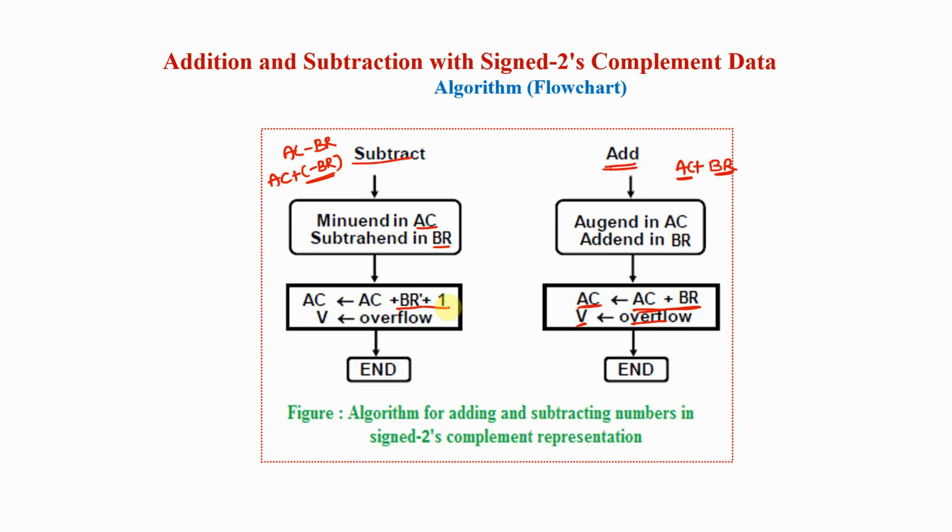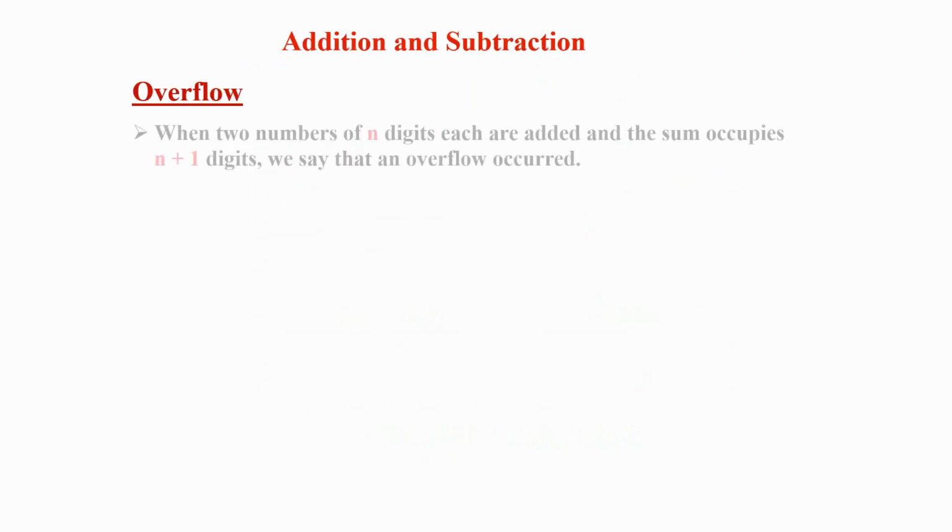The 2's complement of BR is called minus BR. AC plus the 2's complement of BR, we can call AC minus BR. The result is stored into AC. If any overflow occurs, that is stored in the V flip-flop. End the process. Now look at what overflow is.